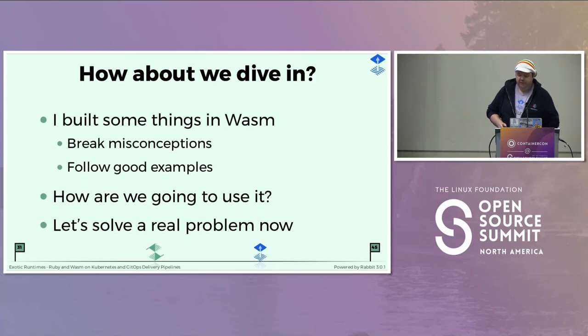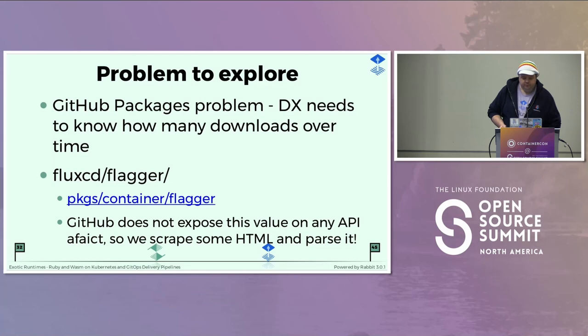So I did build some things for this talk, and I followed all the examples that I mentioned so far, and let's see what we did. I found a problem that was big enough to require some code to solve. My boss goes to the web page for each of our GitHub packages on GHCR every day. She doesn't really do it every day, but it takes a screenshot and then feeds it through an OCR and figures out over time how many downloads we have had.